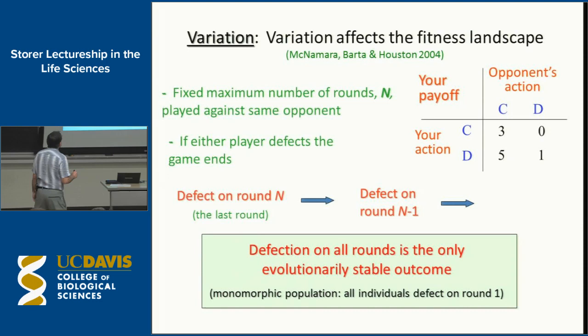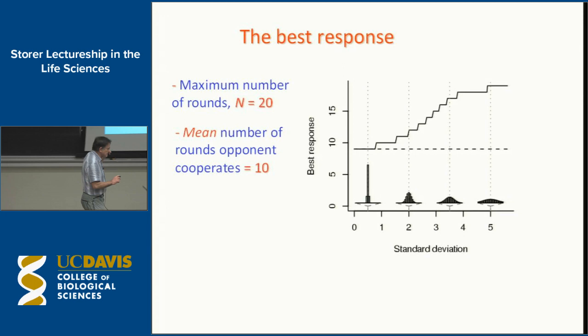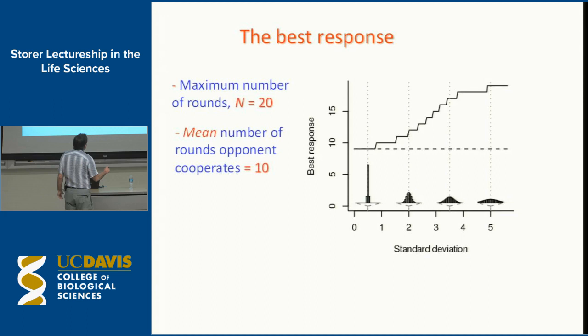Let's go to a case where n equals 20. And I'm going to consider various scenarios. So this is with increasing spread of cooperation within the population. Let's consider the case, for example, when all individuals in the population cooperate for exactly 10 rounds and then defect.